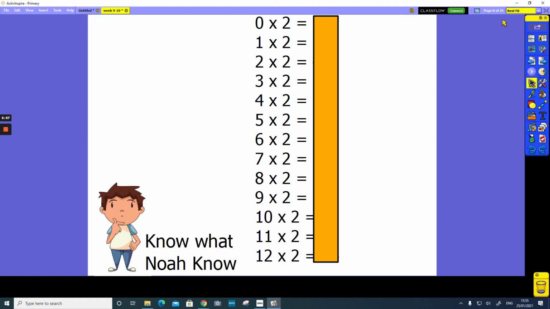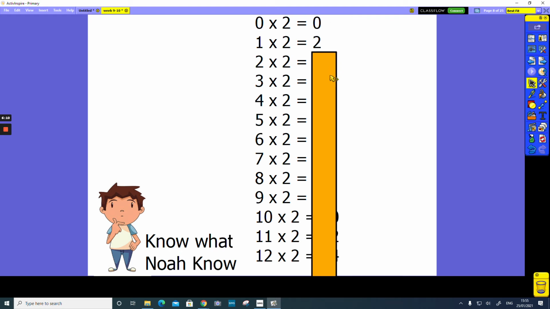Let's practice our times tables. We're doing the 2 times tables today. Let's get quicker and quicker. 0 times 2 is 0 because we know anything times 0 is 0. 1 times 2 is 2. 2 times 2? Yes. 3 times 2?